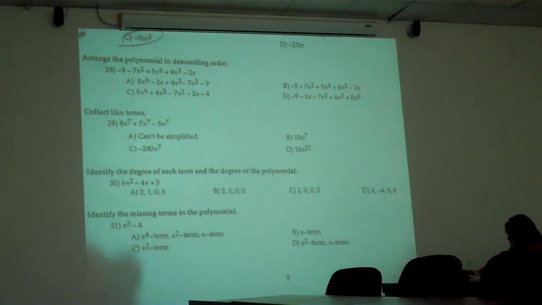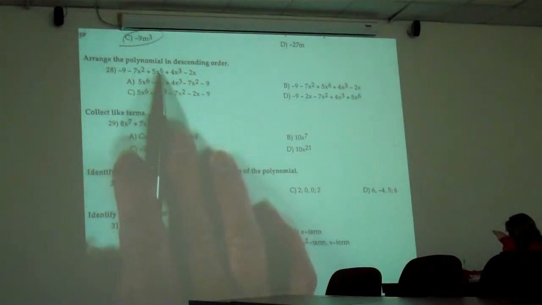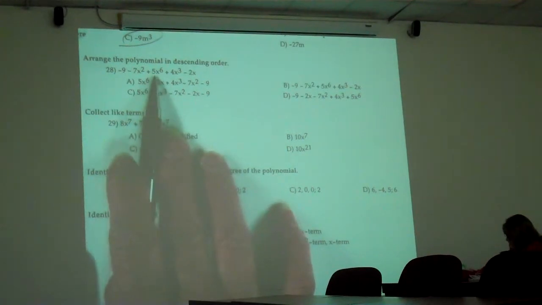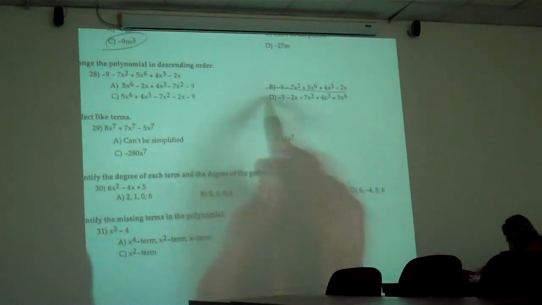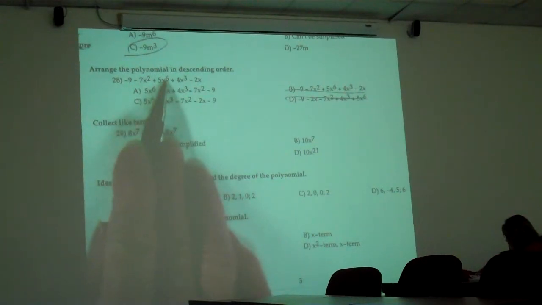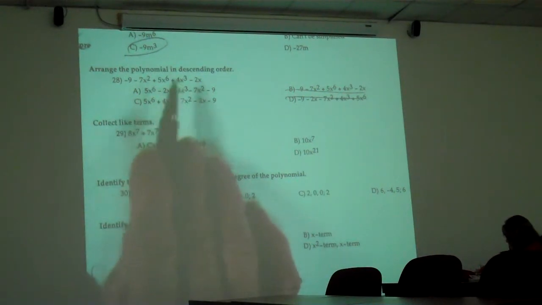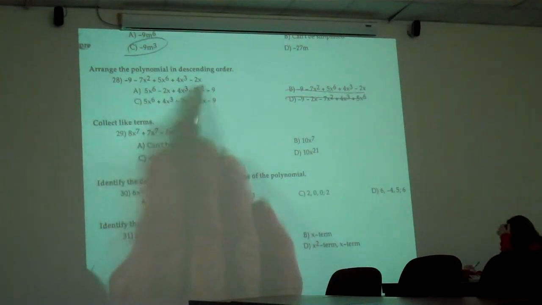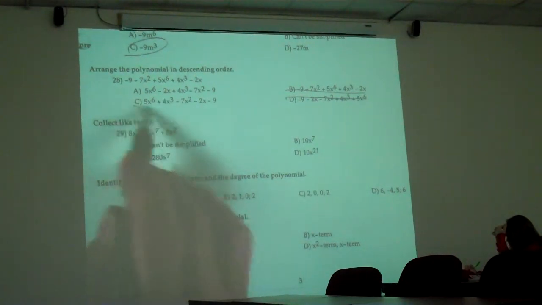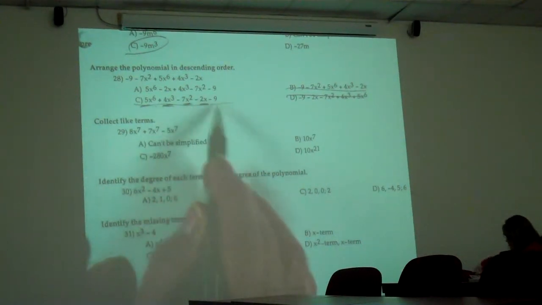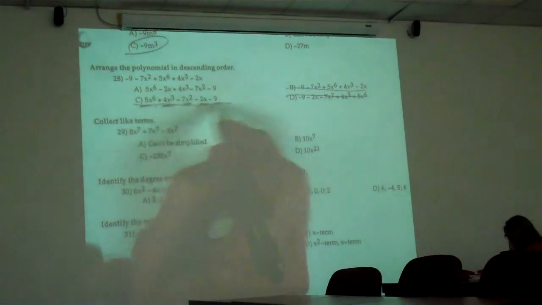28. Arrange in descending order. That means you're going to put your variables in descending order. The x to the 6, and then if there was an x to the 5, you put it next. So 5x to the 6 will be the first term. So these are definitely wrong. X to the 6, the next highest one is 4x to the third power. Next highest is x squared, then the x, then the negative 9. So you've got to the 6th power, and then to the third power, then squared, and then the x, and then the number. That's descending order.